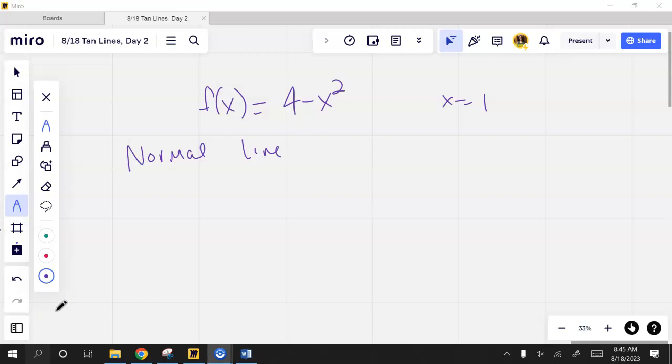The slope of the normal line should be 1/2. The slope of the tan line is -2. Then change the sign and flip it to get the... Let's do it together and see what happens.